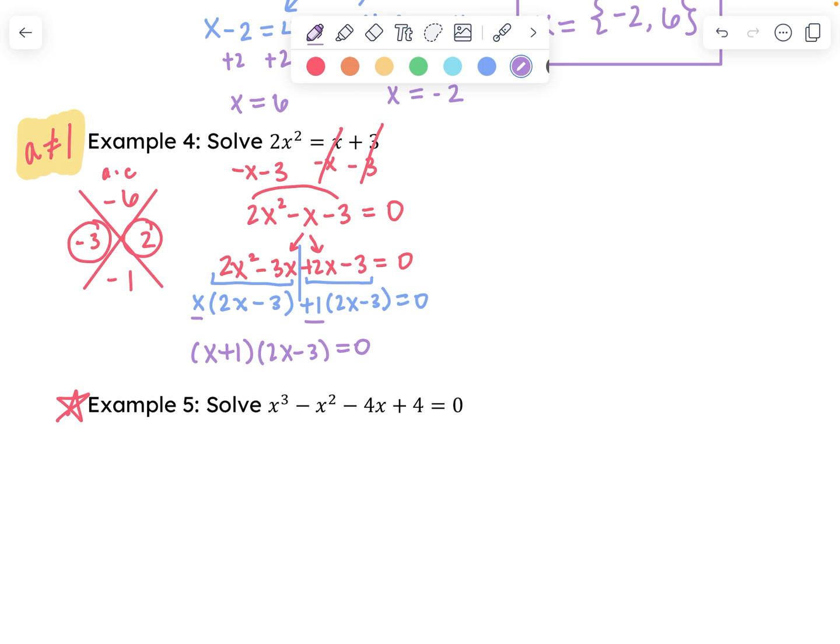Now that I have those, I'm going to take those parentheses and set them equal to 0. So x plus 1 is going to equal 0, and 2x minus 3 is going to equal 0. So I can subtract 1 from both sides here and get x equals negative 1. And over here, I'm going to subtract 3 from both sides to get 2x equals negative 3, and divide both sides by 2 and get x equals negative 3 halves.